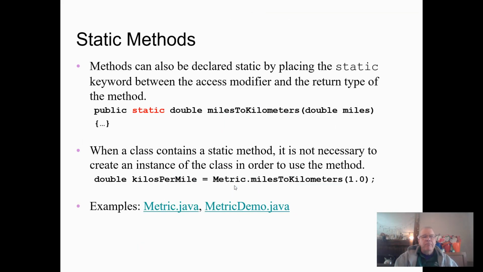So static methods can be declared by placing the keyword static, just like we saw with static fields. When a class contains a static method, it's not necessary to create an instance of the class, an object, in order to use it. Now, you can call static methods and static fields from an object. It's rare, except for the example of counting up how many objects have been created.